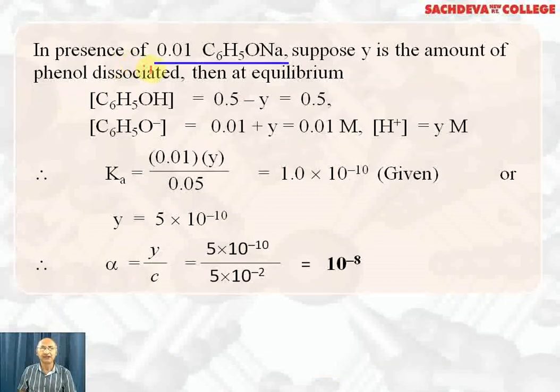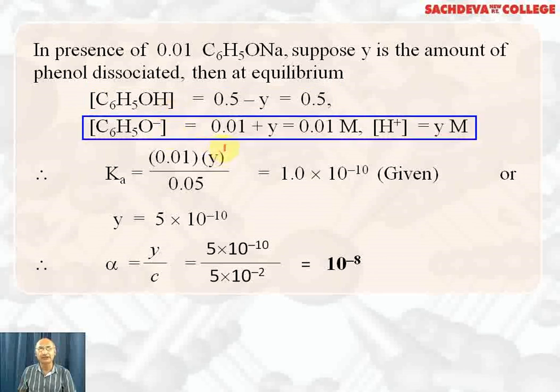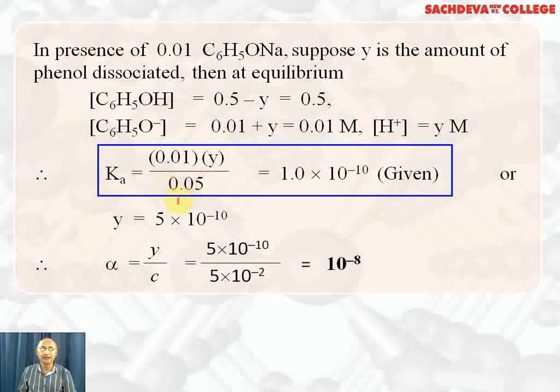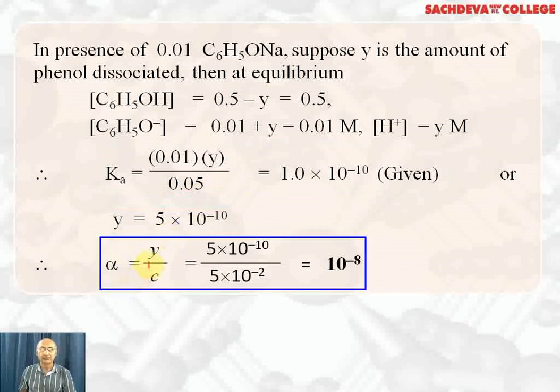In the presence of 0.01 molar sodium phenoxide, suppose Y is the amount of phenol dissociated. Then at equilibrium, concentration of phenol will be 0.05 minus Y, which is nearly equal to 0.05. Phenoxide ion will be 0.01 plus Y, which will be nearly equal to 0.01. H ions we take as Y moles. Ka will be 0.01 into Y divided by 0.05, which is given to be equal to 1 × 10^-10. Y comes out to be 5 × 10^-10. Alpha will be equal to Y divided by C, 5 × 10^-10 divided by 5 × 10^-2, comes out to be 10^-8, which is the degree of dissociation.